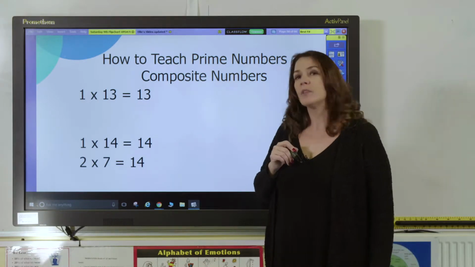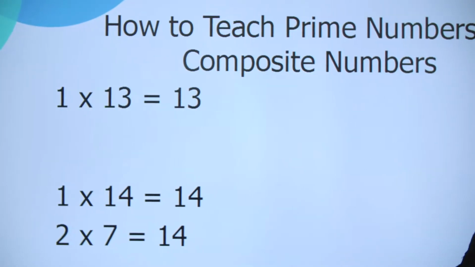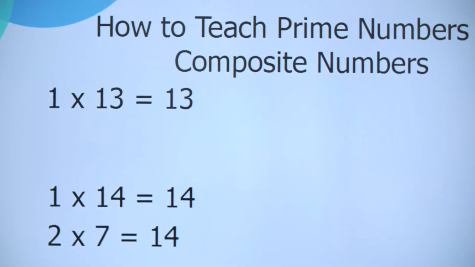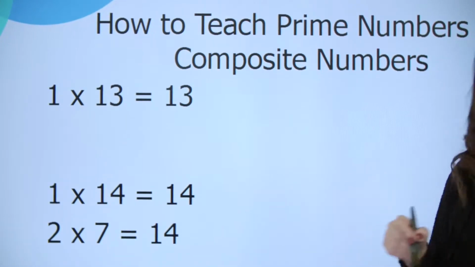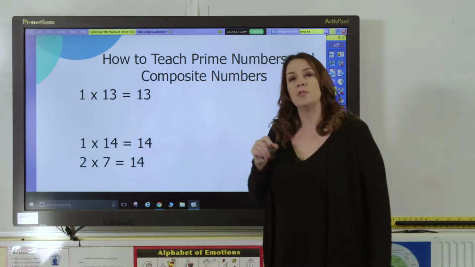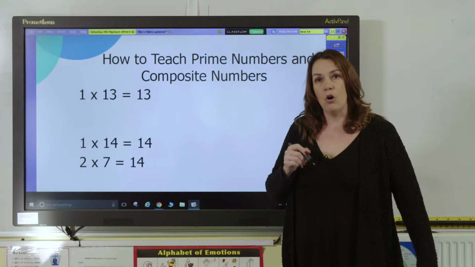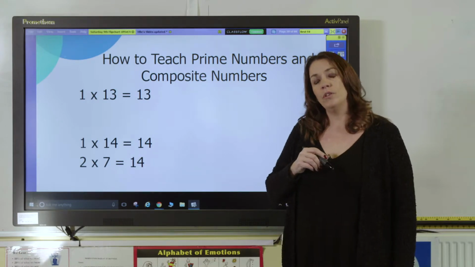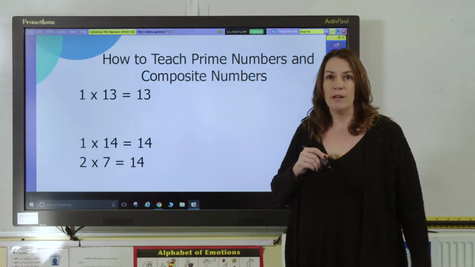Composite numbers are numbers that are made up of more than two factors. So, for example, the number 14 has the factors 1, 2, 7 and 14 in its times tables, so they are composite numbers. One good way of investigating composite numbers and prime numbers is to use base 10 blocks.